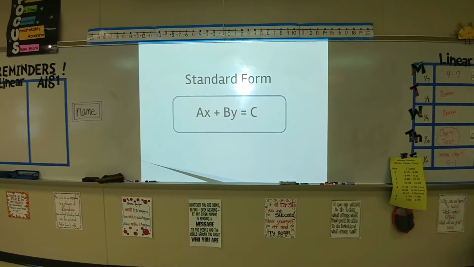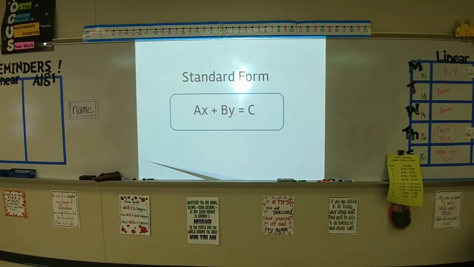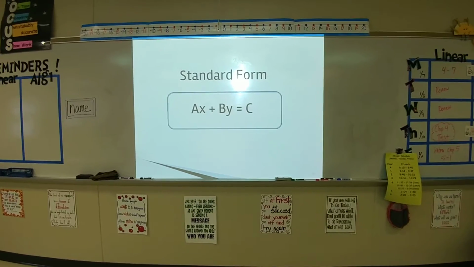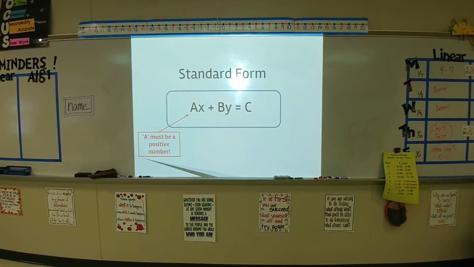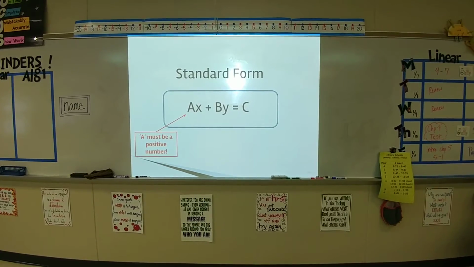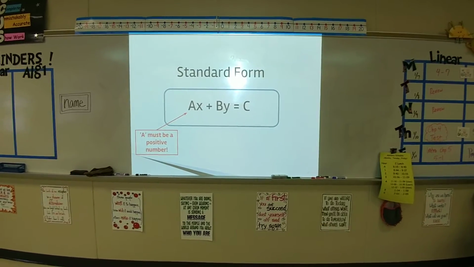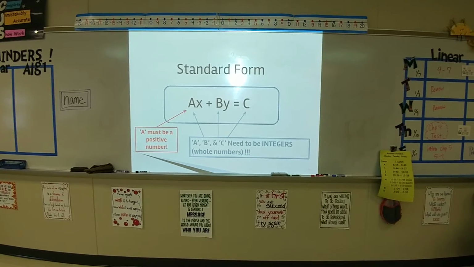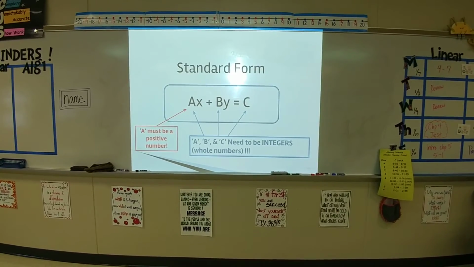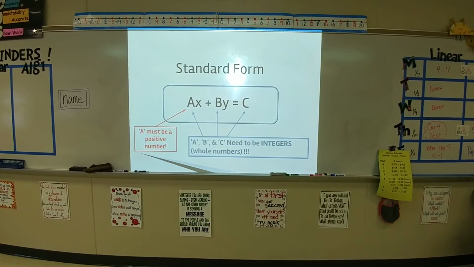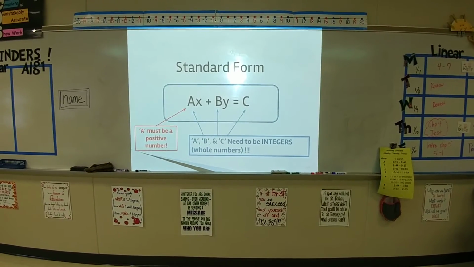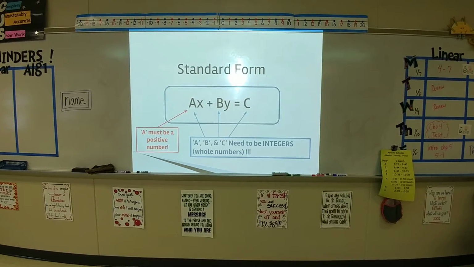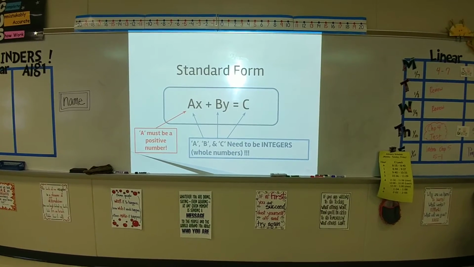Now there are some important things that you need to know about standard form in order to change an equation into standard form. First of all, that first number a must be a positive number. It cannot be negative, so that's important for you to write down. Then the second thing is that the a, the b, and the c have to be integers. They have to be whole numbers. b and c could be negative, but they have to be whole numbers. So no fractions, no decimals. You may want to pause the video at this time and be sure that you copy this important information down.